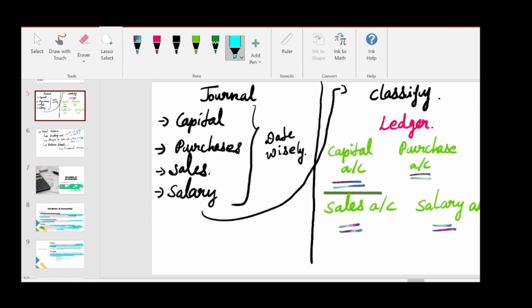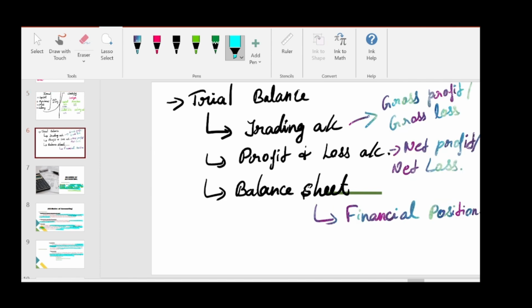See, if we keep it in the ledger itself, we cannot find out what the profit of the company is or what the financial position of the company is, and we cannot arrive at any conclusion. So we need to summarize them, and we need to prepare all these statements to know the result of the company.